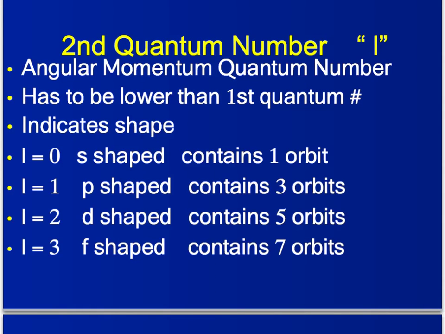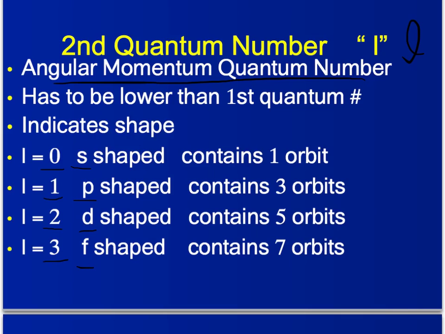The second quantum number is represented with the letter L, and we sometimes write it as a cursive L. This is considered the angular momentum quantum number, and it has to be lower than the first quantum number, and it indicates shape. So if we see a 0, it's going to have an S shape. If it's a 1, it's a P shape. If it's a 2, a D shape, a 3, an F shape.